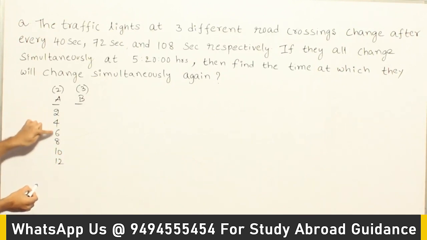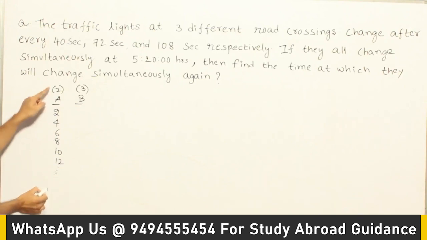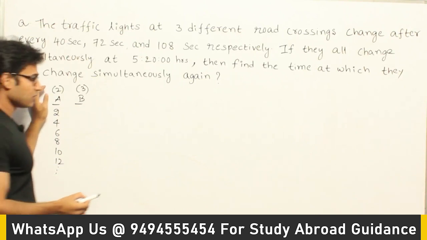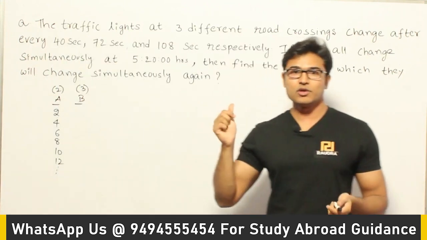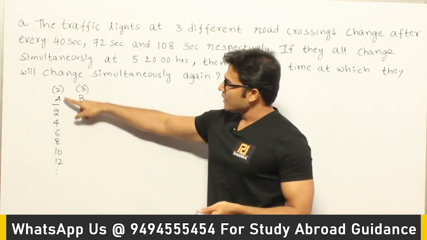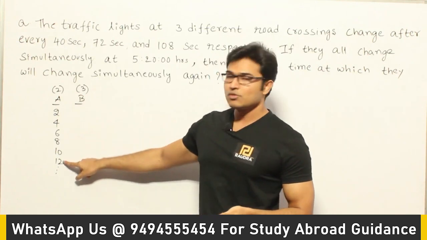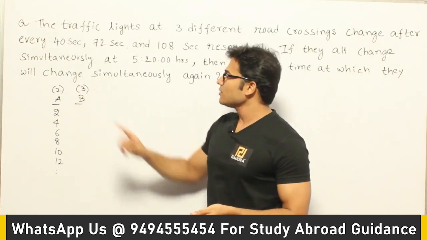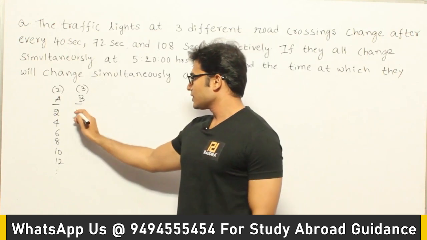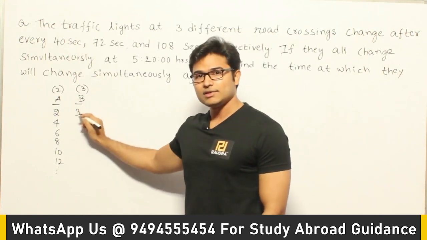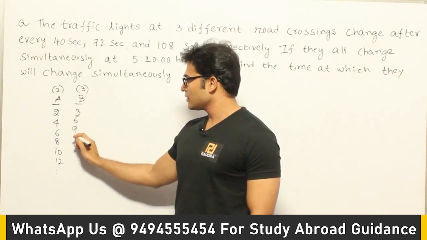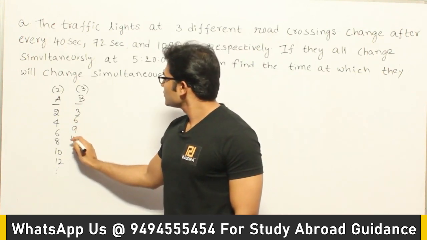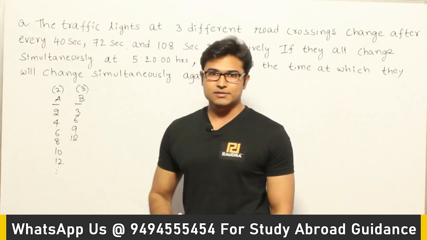If you see these numbers, these are all the multiples of 2, isn't it? So if at every 2 seconds A is going to change, then it means that at every multiple of 2 it is again going to change. Got it? And similarly, what about 3? After 3 seconds B is going to change, and after 6 seconds B is going to change, and after 9 and after 12, and so on, it is going to change, right?